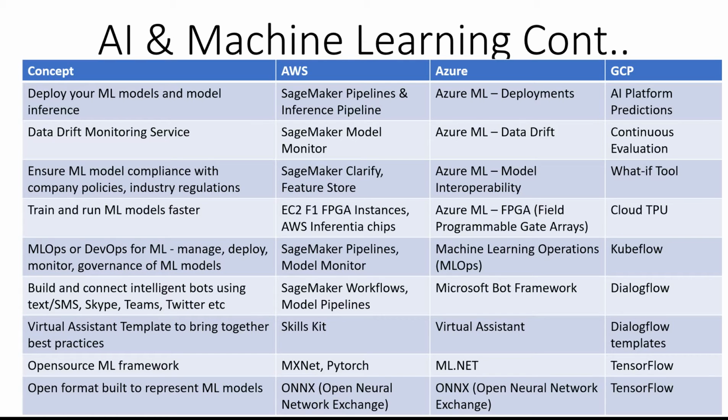To handle those problems, especially deploying your various ML models and model inferences, and managing your ML model in production, that is where these tools will come. So AWS SageMaker Pipelines and Inference Pipeline. You can imagine that as CI/CD for machine learning. So you have a pipeline, Jenkins or some equivalent CI/CD pipeline that you have. So imagine the same thing for machine learning.